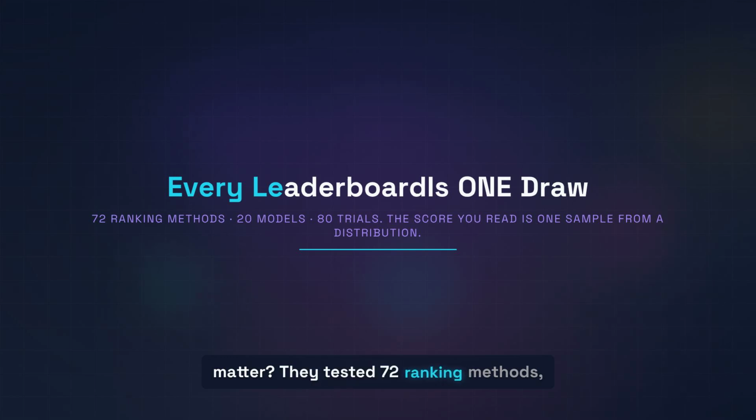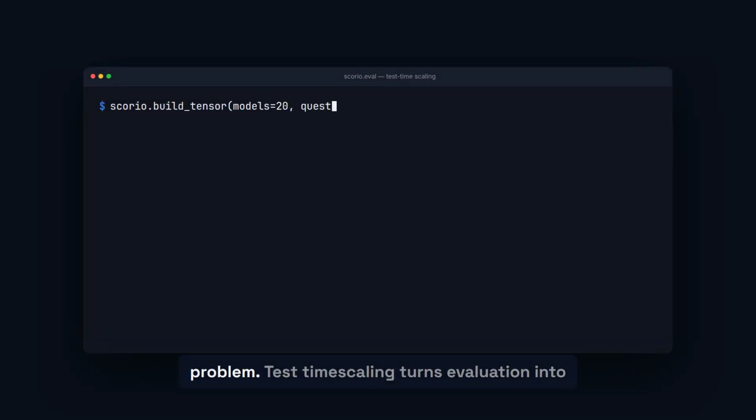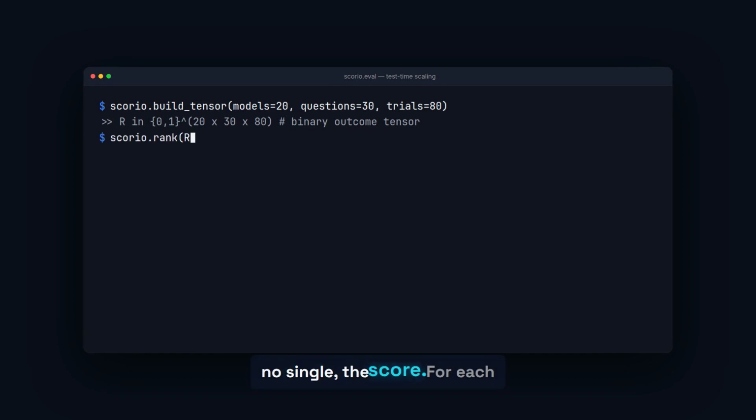They tested 72 ranking methods, 20 models, 4 Olympiad math benchmarks, 80 trials each. The answer is quietly uncomfortable for every leaderboard you have ever read. Here is the problem. Test time scaling turns evaluation into a repeated sampling problem. There is no single score.